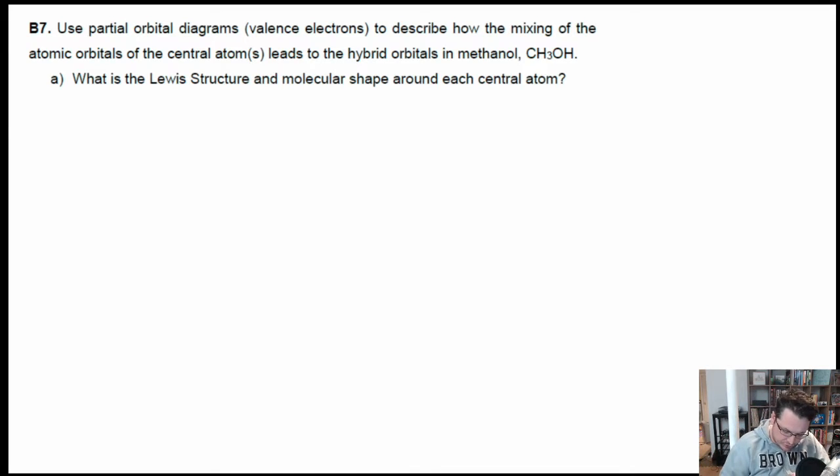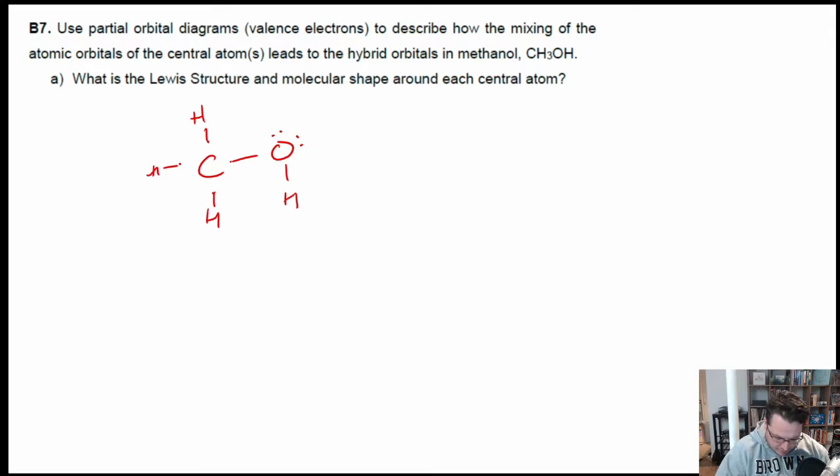CH3OH, right? So if we look at methanol and we draw the Lewis structure, we have a carbon here, 1, 2, 3, 4, right? That's going to be bound to an oxygen. That's going to be bound to a hydrogen, right? And each one of these carbons is bound to a hydrogen here. And then you have 2 lone pairs on the oxygen right there.